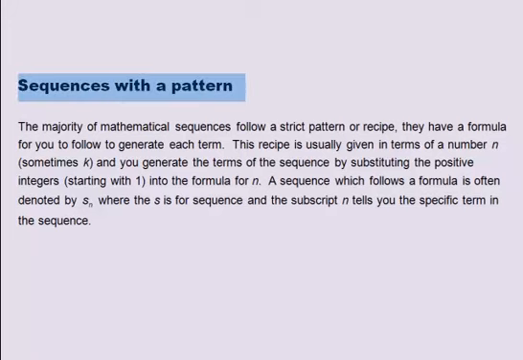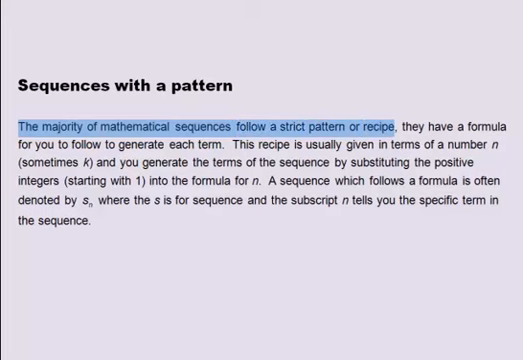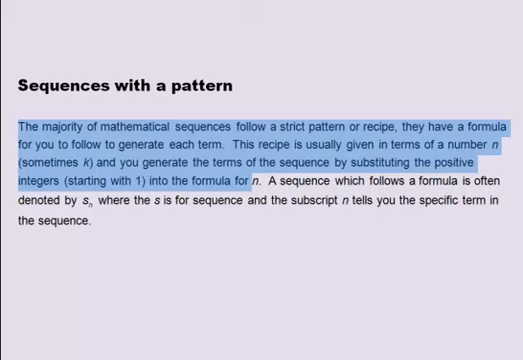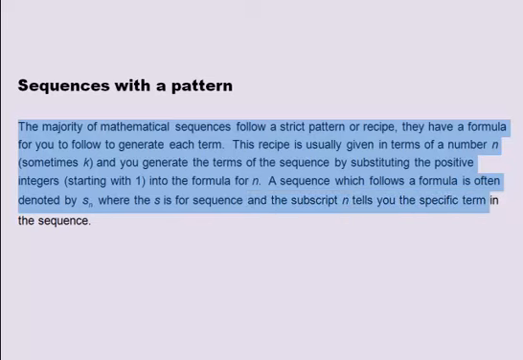Sequences with a pattern. The majority of mathematical sequences follow a strict pattern or recipe. They have a formula for you to follow to generate each term. This recipe is usually given in terms of a number n, sometimes k, and you generate the terms in the sequence by substituting the positive integers, starting with 1, into the formula for n. A sequence which follows a formula is often denoted by Sn, where the S is for sequence and the subscript n tells you the specific term in the sequence.